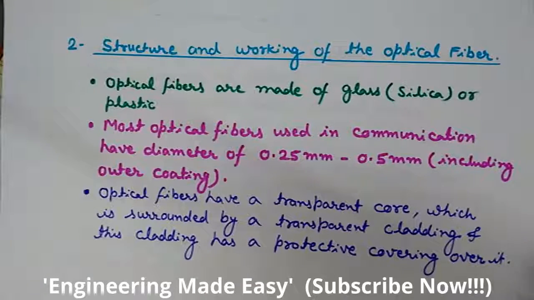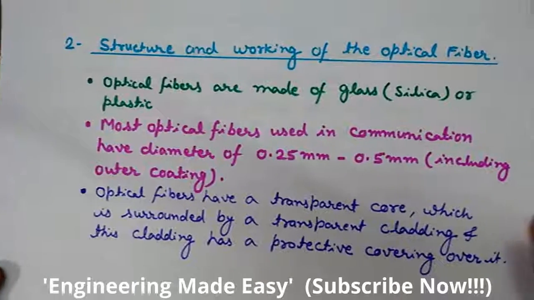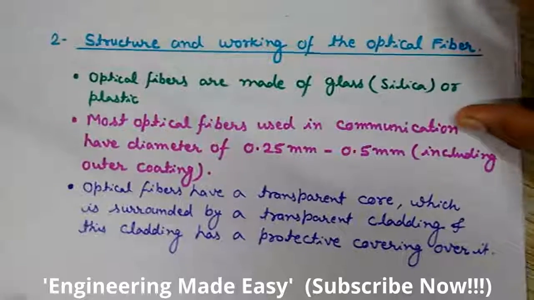Optical fibers, as I told you, have a transparent core, and over this core there is a transparent cladding. Another layer is also there, which is called cladding, and over this cladding we have a protective covering to protect it. We will discuss what is a core and what is cladding and how it is covered using the protective covering. So let's proceed.